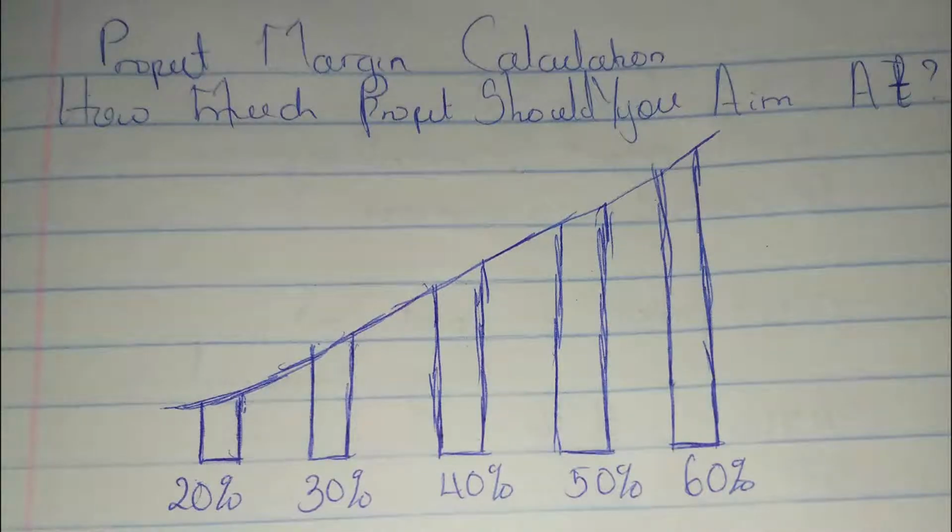Now, about markup and profit margin, you're seeing it on the screen right now. I don't really know how to explain it well, but this should really explain it. So, a 20 to 30% profit margin might be ideal for your product if your product is for the masses, like you are selling it to multiple people at once.